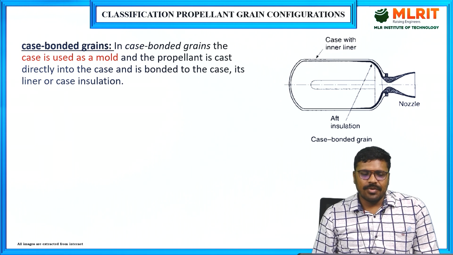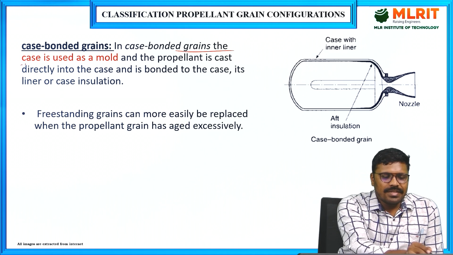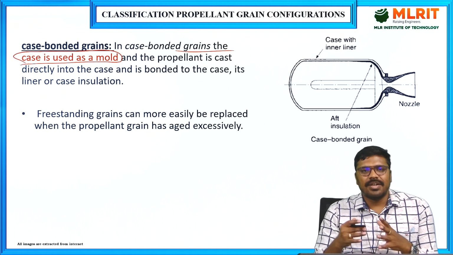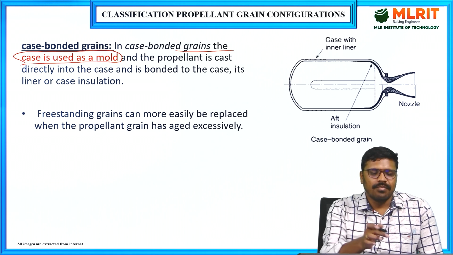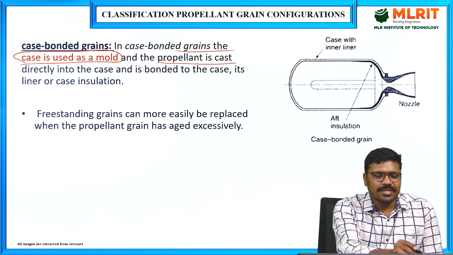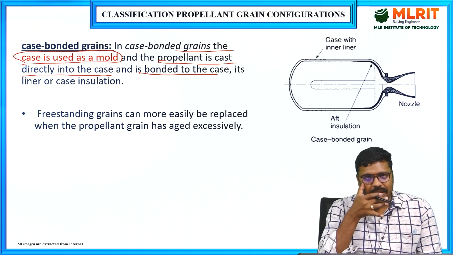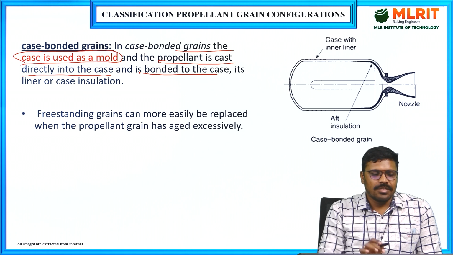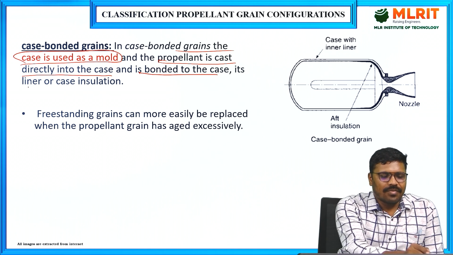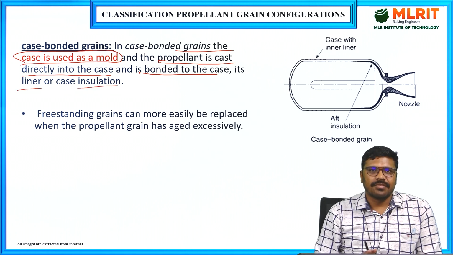So what do we do in the case bonded grain? In the case bonded grain, the case is used as a mold. The rocket motor case itself is used as a mold, and the propellant is cast directly into the case and is bonded to the case. Propellant is cast directly in the case. Then it will have liner and insulation. Everything will be done in the motor case itself.